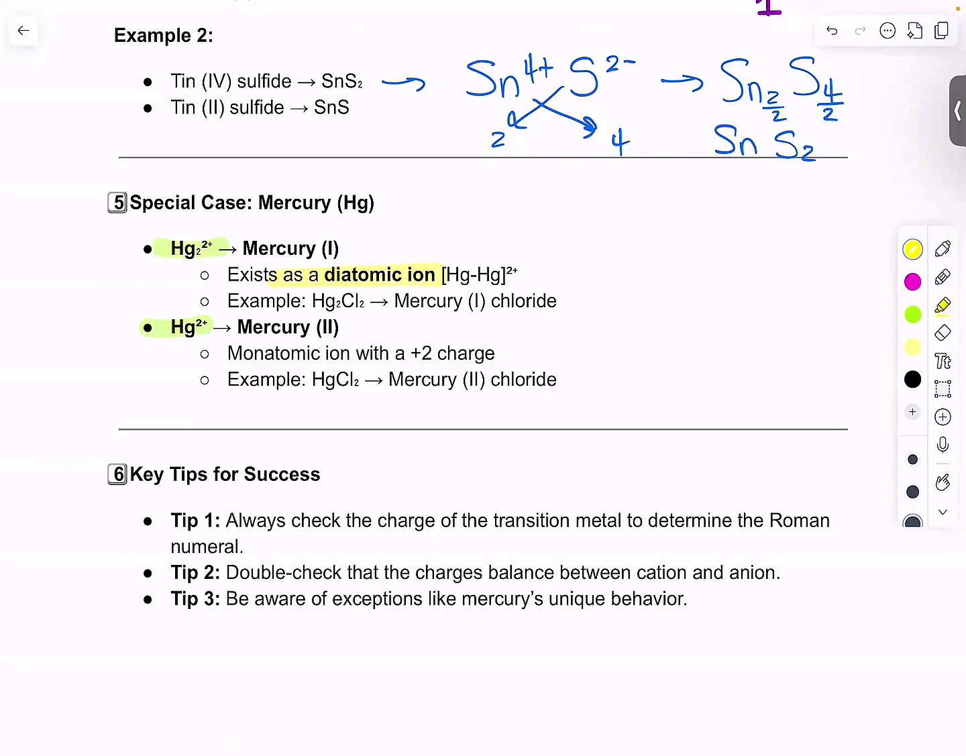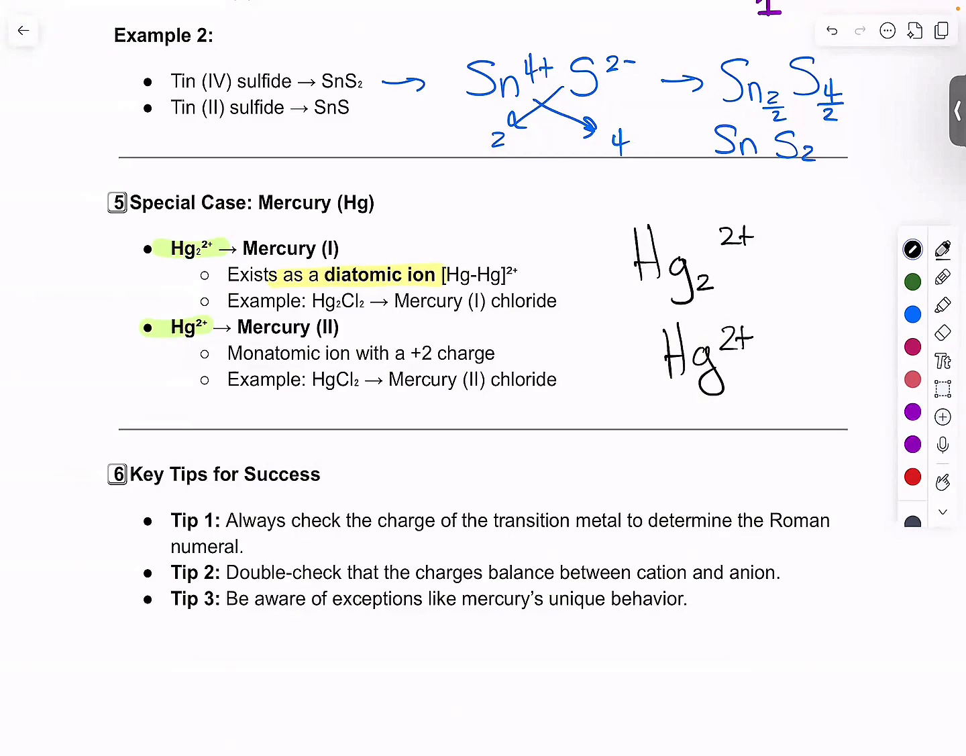I'm not exactly sure the reason why. Mercury is a liquid, right? It's actually probably the only metal that's a liquid at room temperature. But nonetheless, we just have to know that there is a Mercury I and a Mercury II. And notice the configuration's a little bit different. So you see Hg₂. I'm going to write these off to the side here.